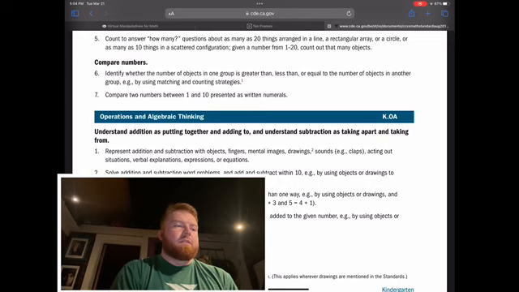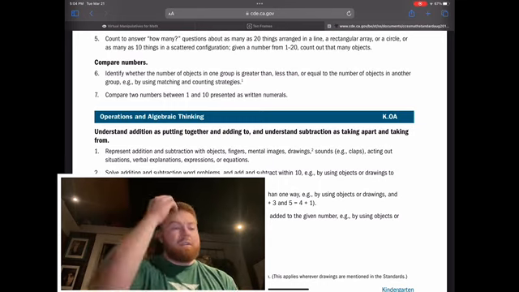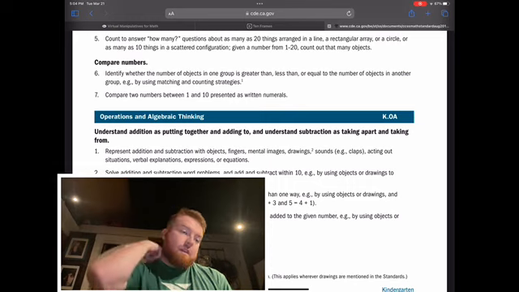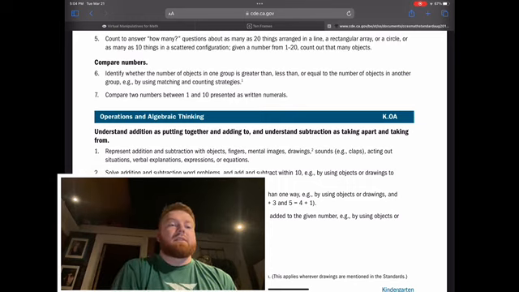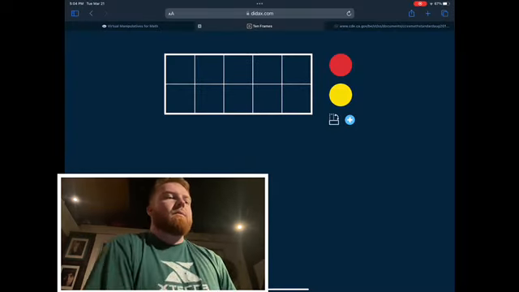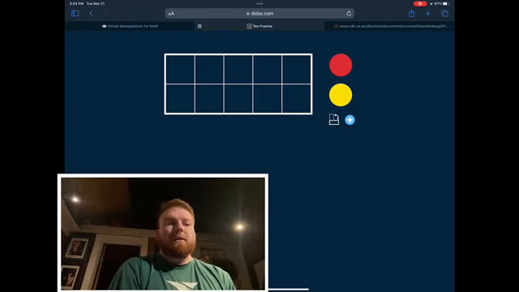Understand addition as putting together and adding to, and understand subtraction as taking apart and taking from. The specific standard I'll be doing is standard number 1, which is represent addition and subtraction with objects, fingers, mental images, drawings, sounds, claps, etc. So what I'll be doing is using the 10 frames to represent addition and subtraction.